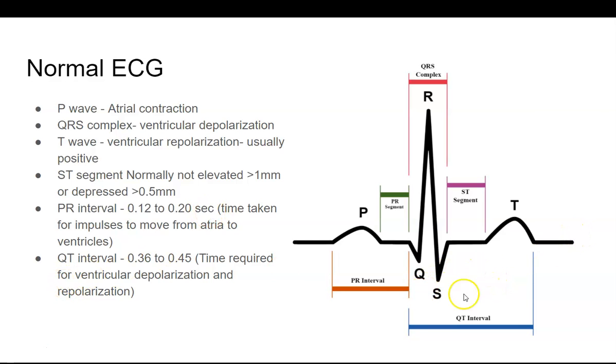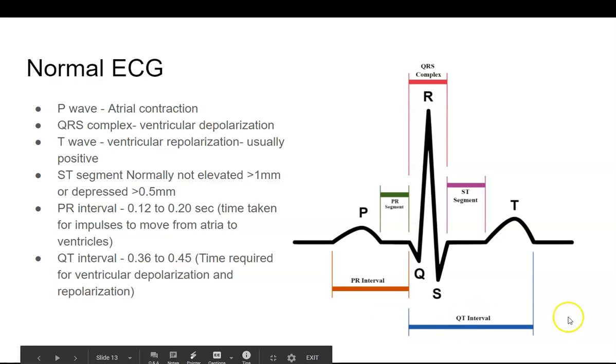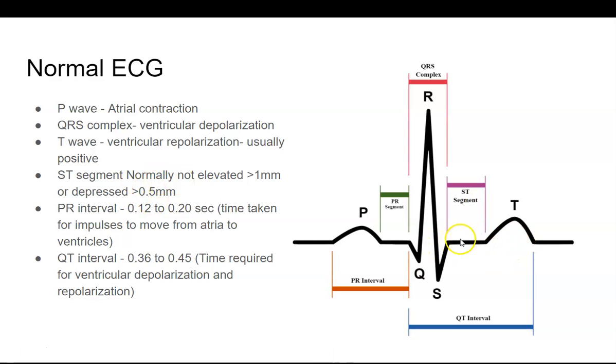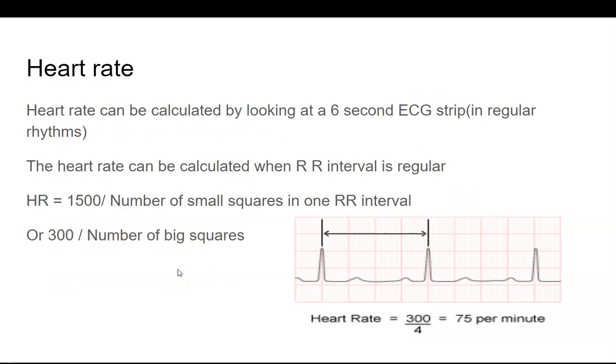In the QT interval, there is a delay in depolarization and repolarization. We can identify it by the QT interval, which is 0.36 to 0.45 seconds. So these are all the measurements you should remember. The ST segment is normally not elevated. If it is elevated or depressed, there are some problems. Elevation is especially noted in myocardial infarction. The T wave is usually positive. PR interval is 0.12 to 0.20 and QT interval is 0.36 to 0.45 seconds.